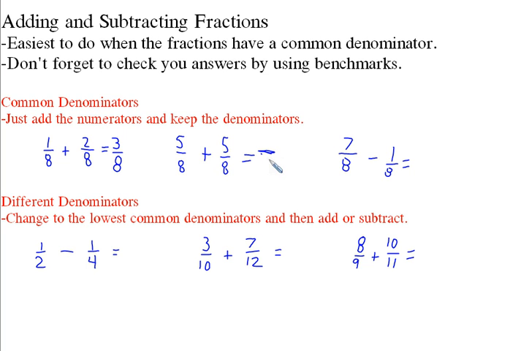I bet you can already guess what this is going to be. So 5 eighths plus 5 eighths, it's going to be eighths as the denominator. And then up on the top, it's going to be 10 eighths. Now, that's an improper fraction, and we should change that. Instead of it being 10 eighths, we're going to change it to being 1 full 1 and 2 eighths.